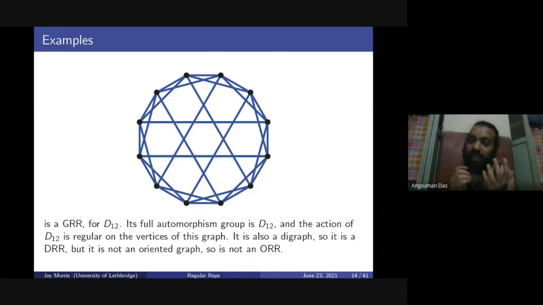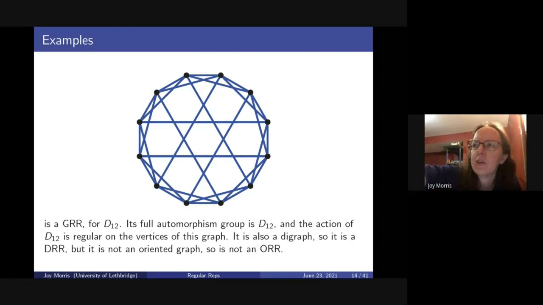Yeah, so these are vertex transitive graphs. If we have a sharply vertex transitive subset, then that just means our graph is vertex transitive. And in general, again, Sabidussi came up with conditions, and the vertex transitive graphs are all coset graphs.